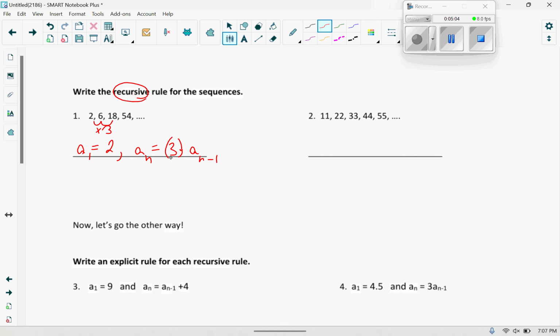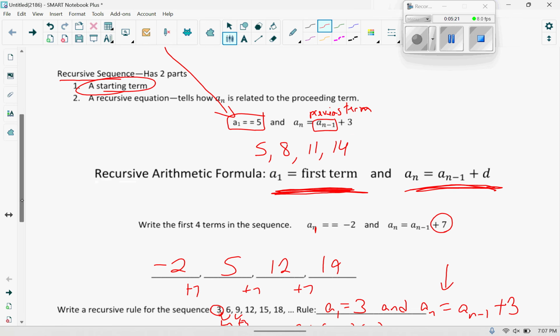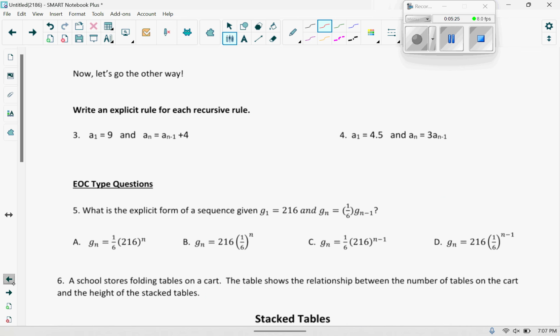Okay, let's see about this one. Am I multiplying by 2? Nope, I'm adding 11. So a sub 1 equals 11. Those are both the same. And then a sub n equals, let's go back here, so that's this one. I'm going to say a sub n minus 1 plus my pattern.